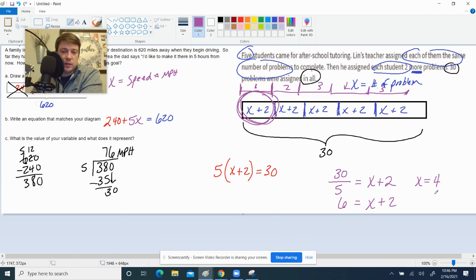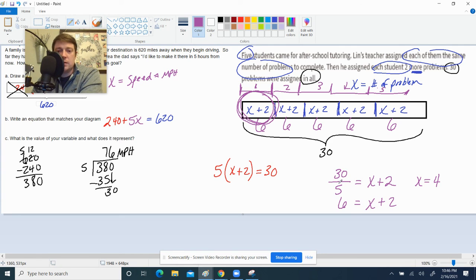And then the teacher was like, okay, that's not enough. I'm going to give everybody 2 more. So eventually, everybody got 6, right? 4 plus 2 is 6. 6 for you, 6 for you, 6 for you, 6 for you. And that makes sense because 6 times 5 is 30, which also matches our 30 divided by 5 is 6. So it all kind of connects together, all right?